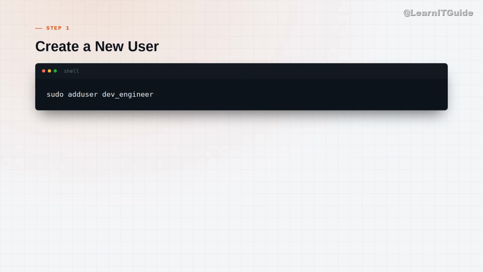The first step is creating a new user account. We use the adduser command, which is a wrapper that handles home directory creation and default shell assignment automatically. This is the safest way to add a user because it ensures all system skeletons are copied into the user's home folder. Run the command on screen and follow the prompts to set a password and user information. If you receive a command not found error, ensure you have the adduser package installed.